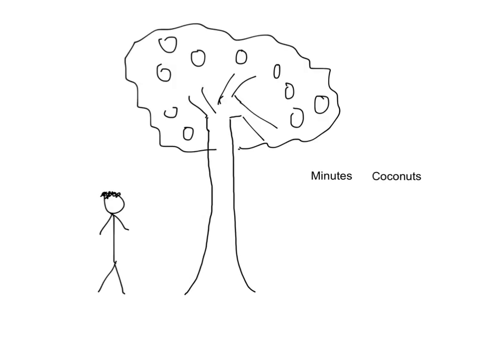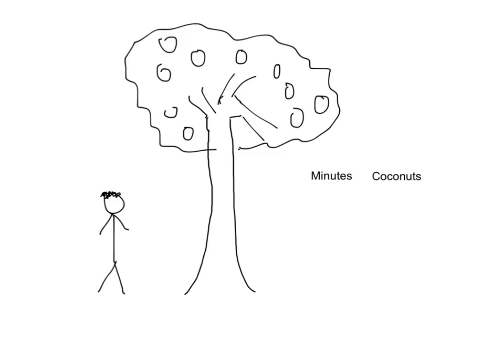Let's say that he's here, stuck on a desert island and he's got to collect coconuts in order to live. So here we have a coconut tree, because this is what coconut trees totally look like, and it's going to cost him a certain number of minutes to get each coconut. Okay, so far so good.